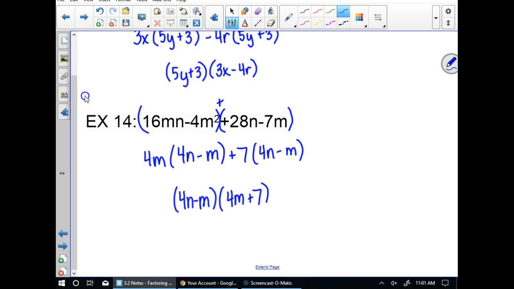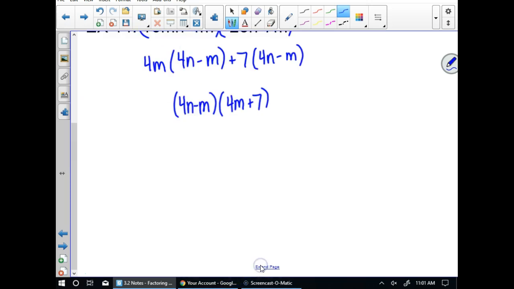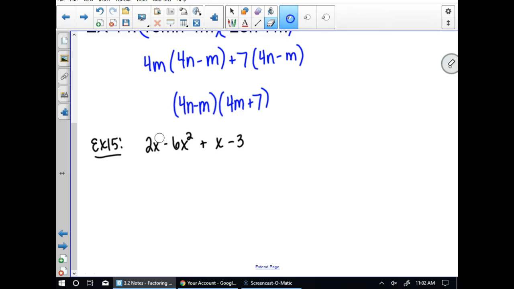Okay, questions? I do need to show you one more type of example that throws people off sometimes. So let me give you one more here. Example 15. Let's say we've got 2x cubed minus 6x squared plus x minus 3. That's a cubed right there. So let's say we had this.